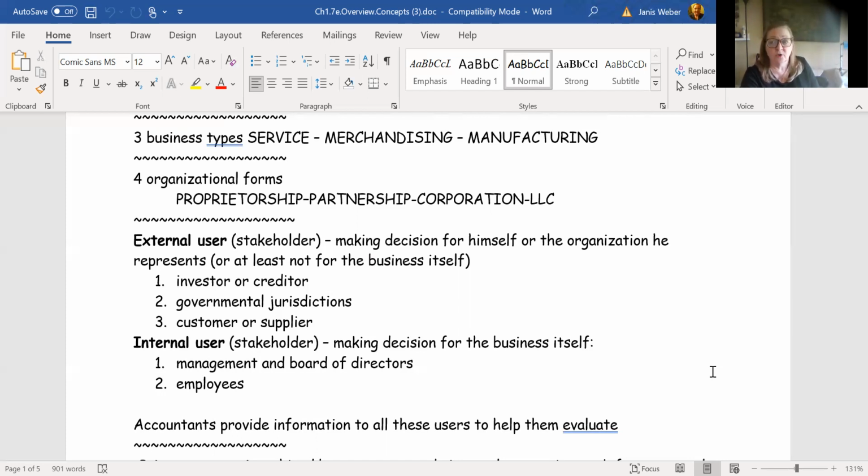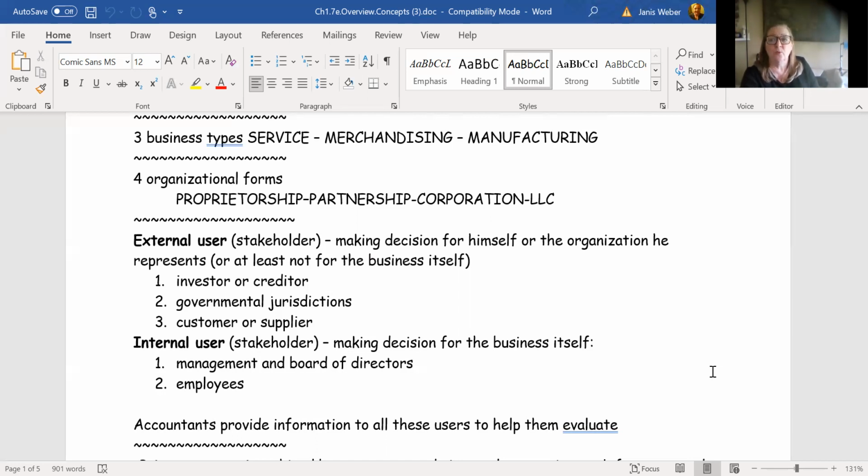So in another chapter later in this course, we'll talk about all the things about corporations and how to report for them. But for now, I just want you to know there's a lot of options for how you can set your company up, but we're just going to talk about corporations mostly. Okay, so then there's internal or external users.